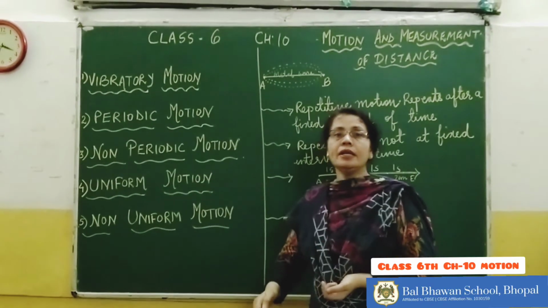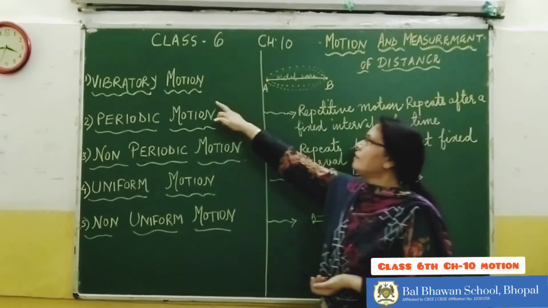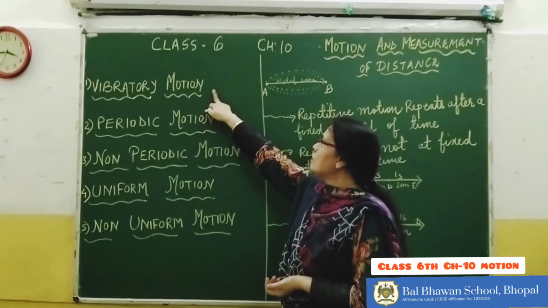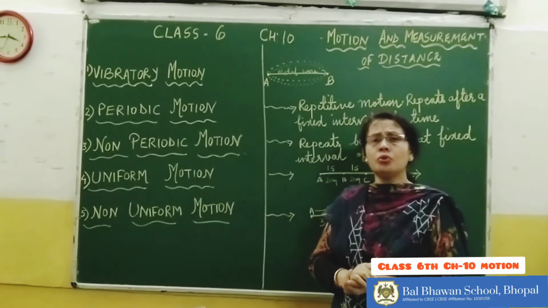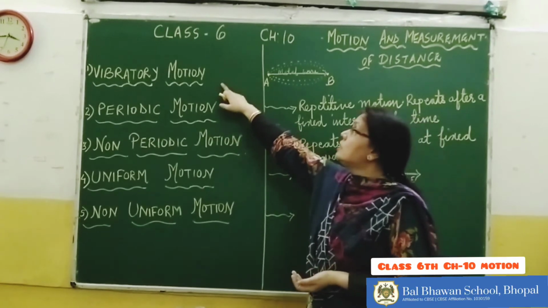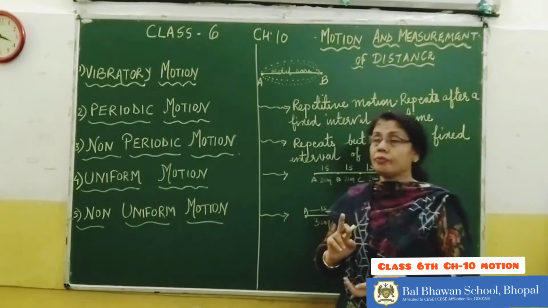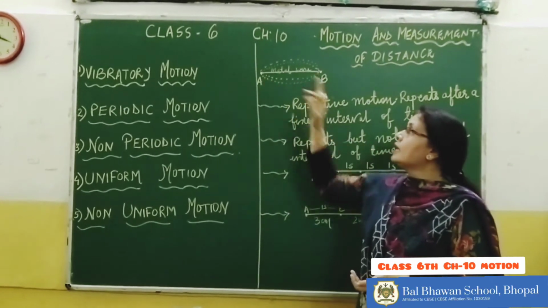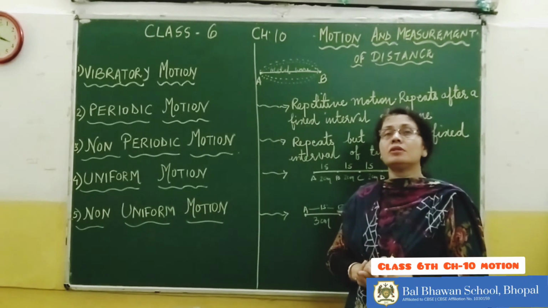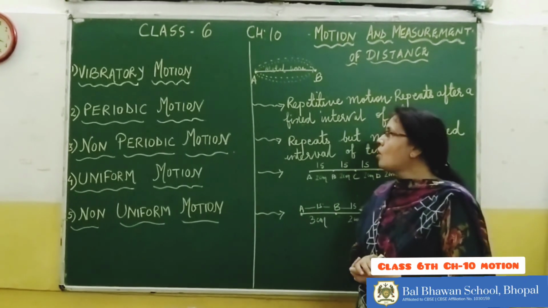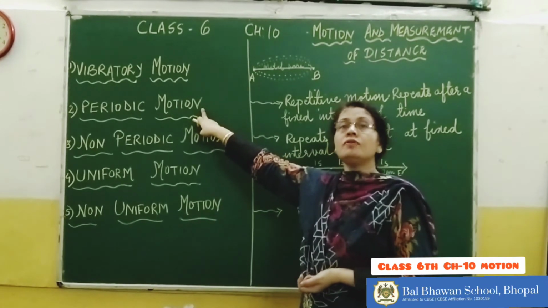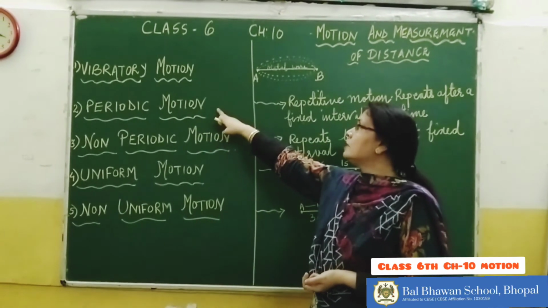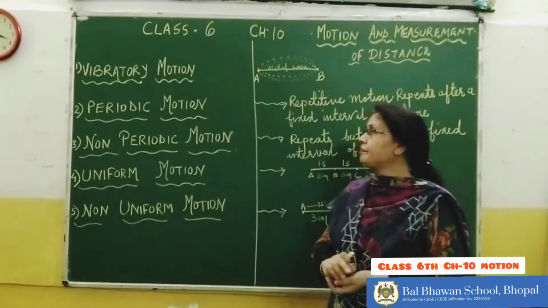Now let us quickly recap what we have done today. We have seen what is vibratory motion. We have discussed it's a type of oscillatory motion only in which the object does not move as a whole. And I have shown you that in case of vibratory motion, there is a change in shape and size of an object. Then we have seen periodic motion, a motion which repeats itself after a regular interval of time.